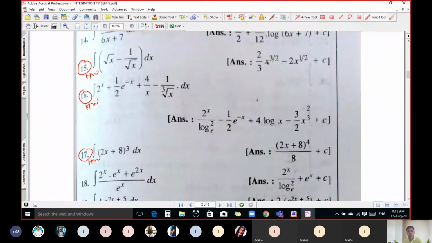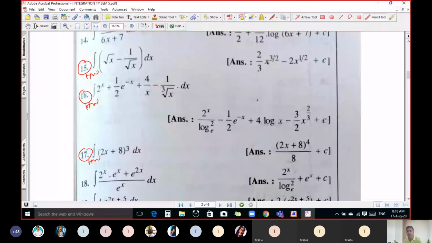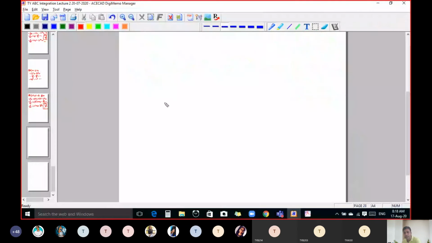2 raised to x upon log 2 base e minus 1 by 2 e raised to minus x plus 4 log x minus 3 by 2 x raised to 2 by 3 plus c. That is the final answer. Question number 17.